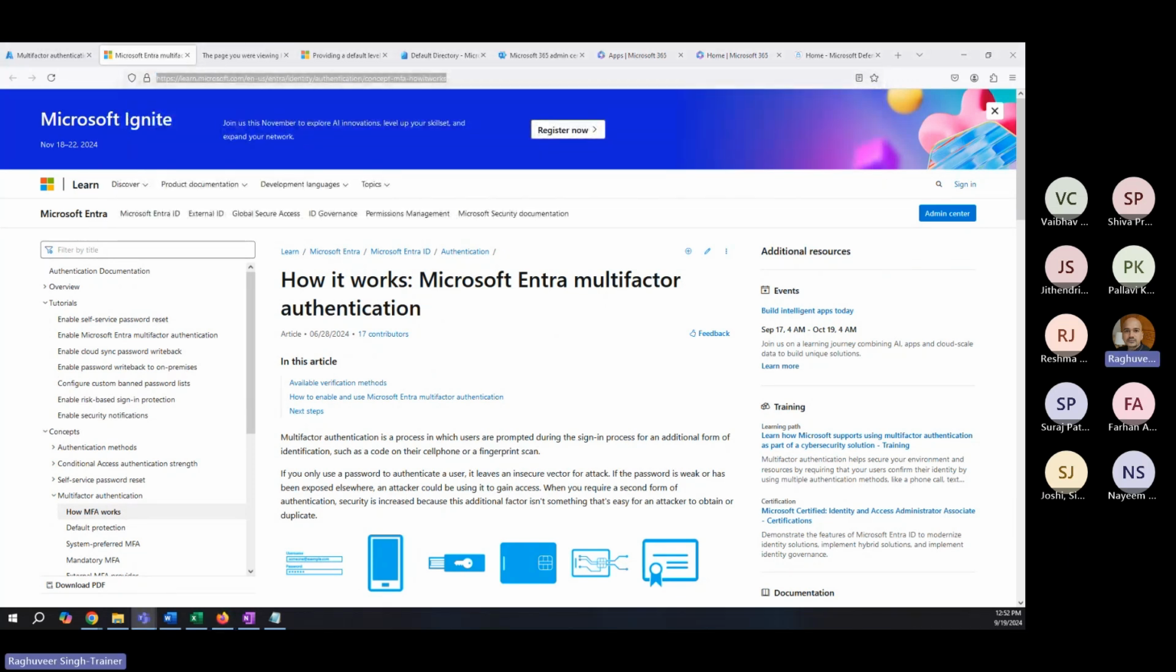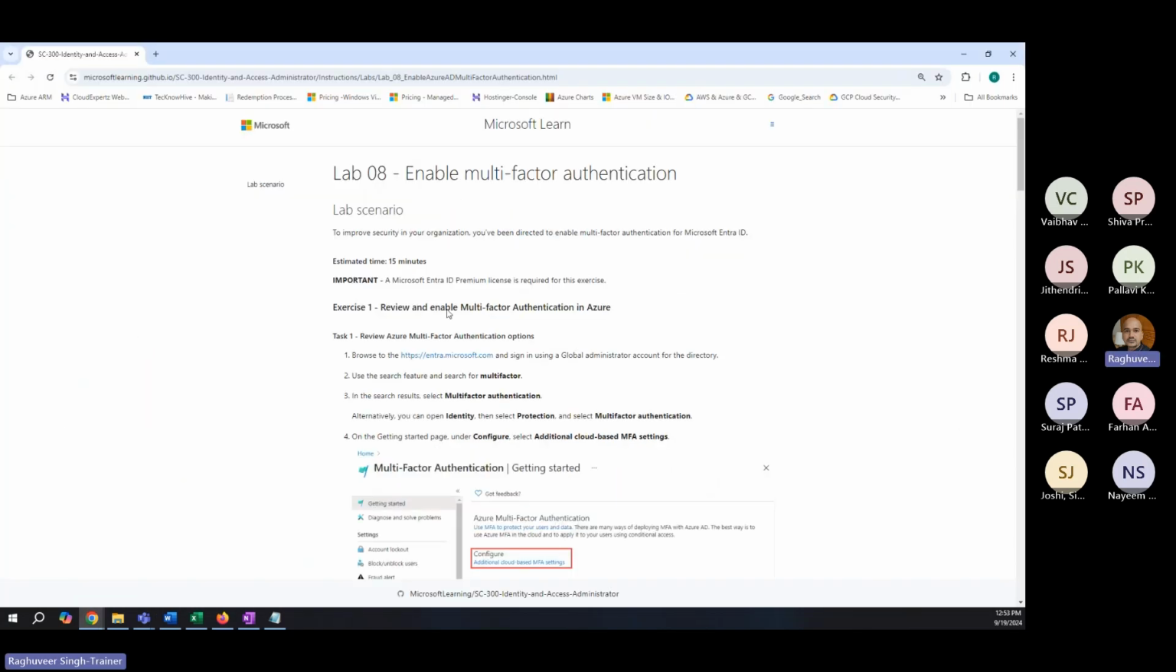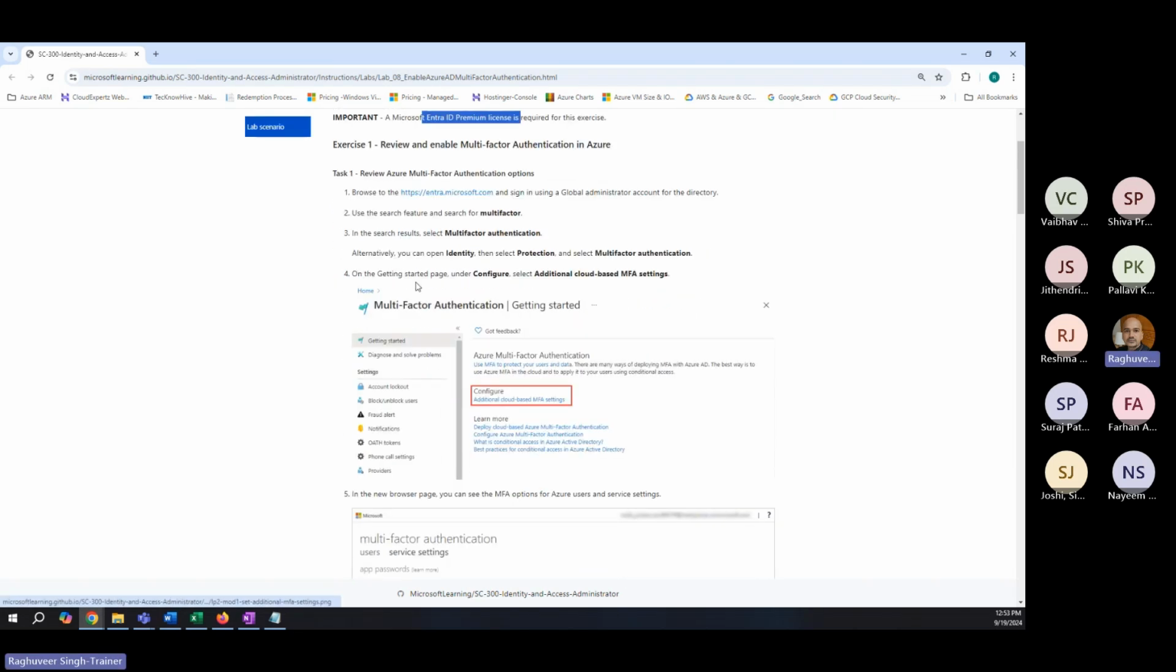Now, what you all need to do is lab number 7. Take it as a home assignment. It's self-explanatory. Yes, for this lab you would definitely require the premium license. So let's understand what we are doing in this lab.